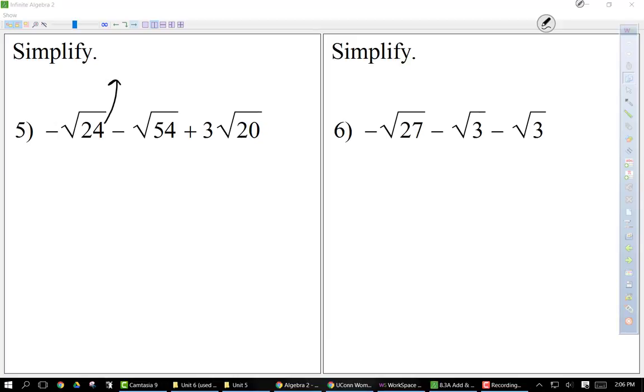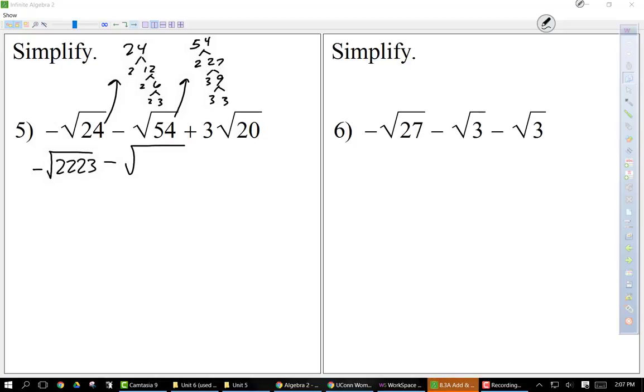So 24, I'm going to break down 24: 2 and 12, 2 and 6, 2 and 3. So this is negative square root of 2, 2, 2, and 3. Okay, I'll leave that for right now. Let's go to the 54. That's 2 and 27, 3 and 9, 3 and 3. So this is minus the square root of 2, 3, 3, 3, plus 3. Now let's go to the 20: 2 and 10, 2 and 5. So square root of 2, 2 and 5. All right, let's see what we can do.